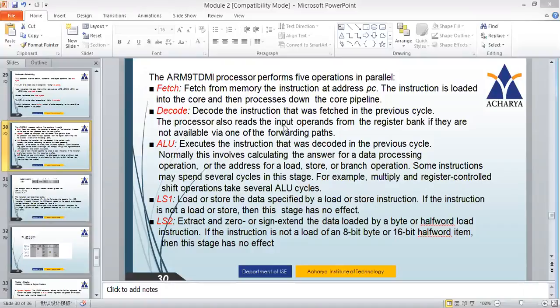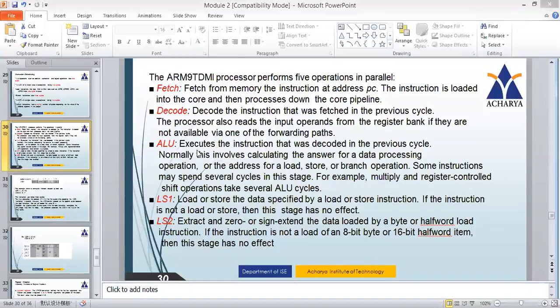Now coming to decode: decode the instruction that was fetched in the previous cycle. So whatever instruction was fetched in the previous cycle is decoded here. And what happens here is it reads the input operands from the register banks if they are not available. If that particular instruction doesn't have the required input operands, it is going to read them from the memory.